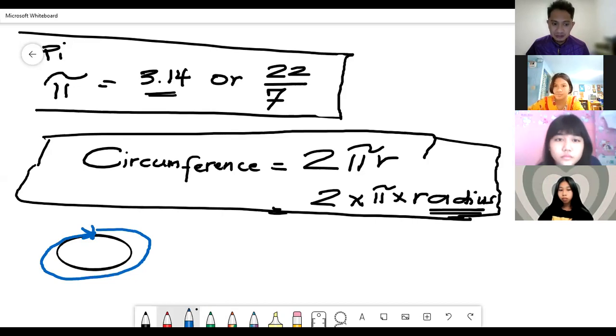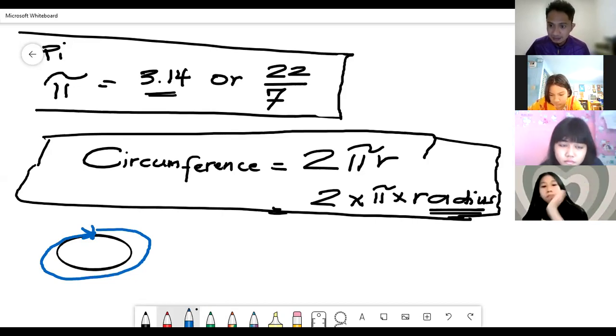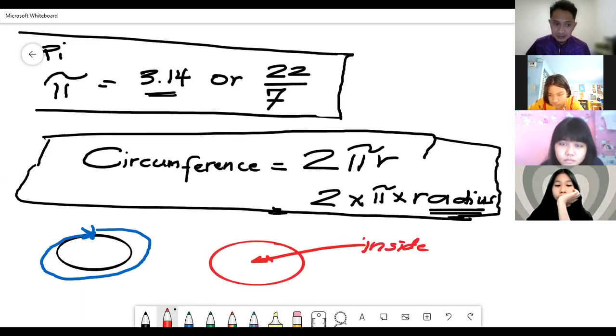If we talk about area, how big is inside? Inside, that is area. But we are talking about circumference, from here going there. How long is that one? Because it's the distance. Okay?